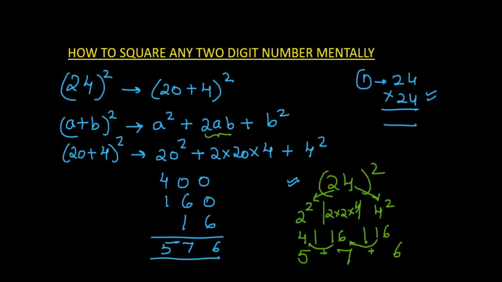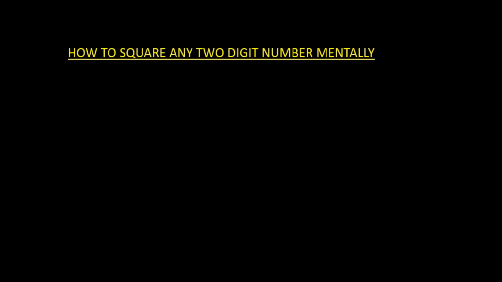So, what do we get? We get this 6 which is here. 1 plus 6 gives us a 7 which is here. And 1 plus 4 gives us a 5 which is here. So, we are able to find the square of 24 in just 2 steps rather than doing all the steps or maybe a 2 by 2 multiplication. Let us understand it more with the help of one more example.